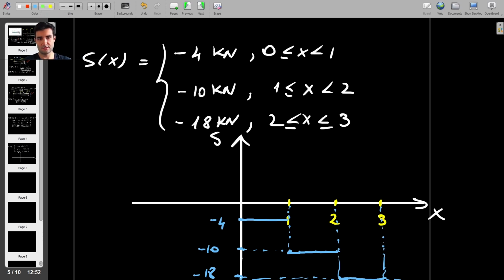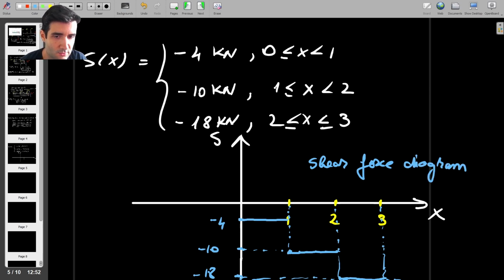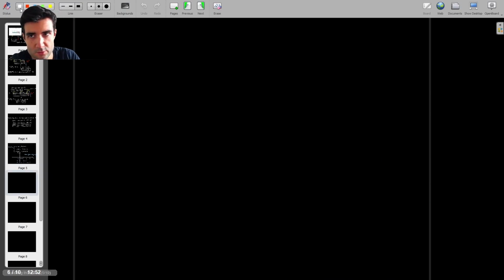So that's it. That's the shear force diagram. So it's just a bunch of steps, basically. A bunch of constant functions. And let's do the same thing with the bending moment.